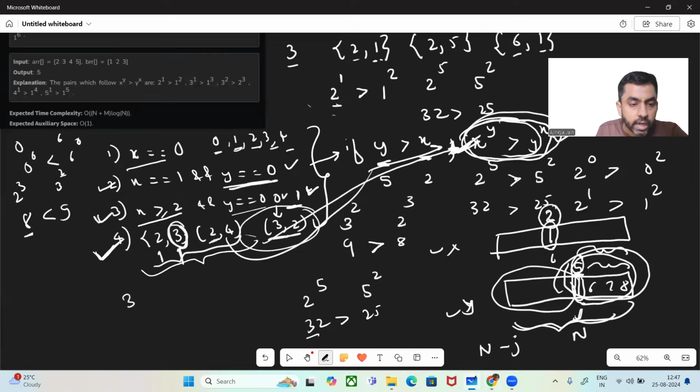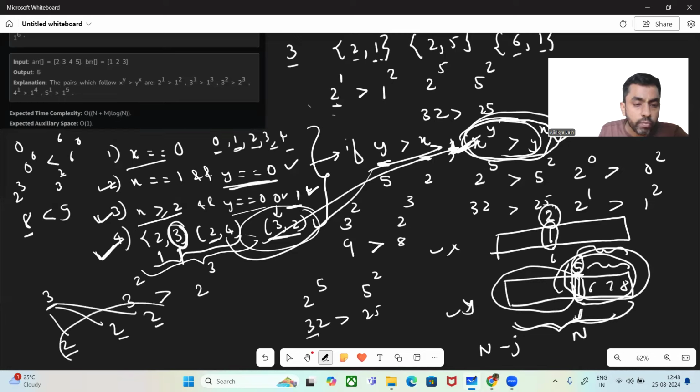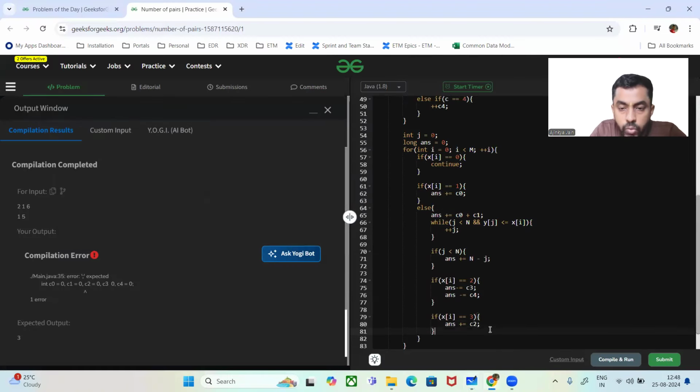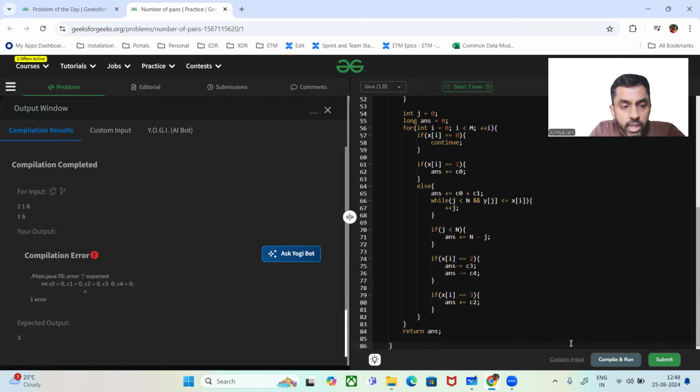So whenever 3 and 2, 3 to the power 2 and 2 to the power 3, it gives greater. So for example, for a particular element x, if there is one element 3, and if there are three elements of 2 in y, in the second array, then we have found three pairs. So we increment the answer by the count of twos, this particular C2. Okay, so this is a solution. Let's quickly compile it.